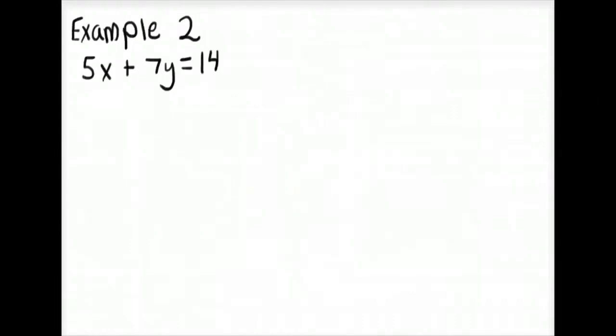So now we have the equation 5x plus 7y equals 14, and we want to get that into the form y equals mx plus b, because then we'll know exactly what the slope is and the y-intercept, which we need to graph. So to do that, we need to solve for y.